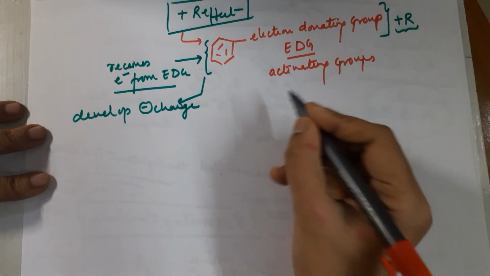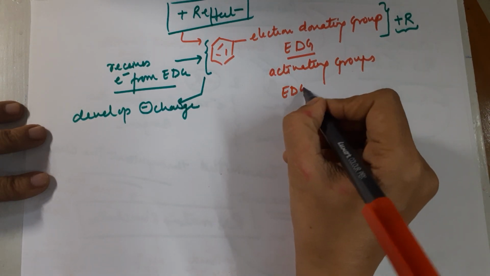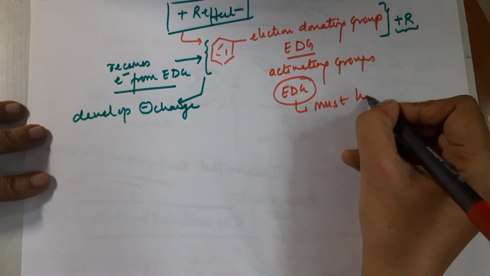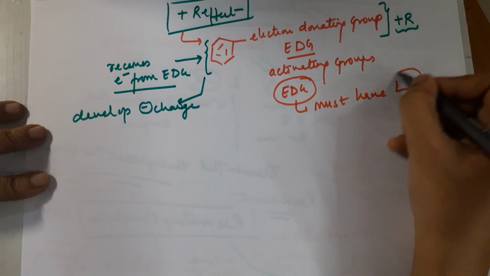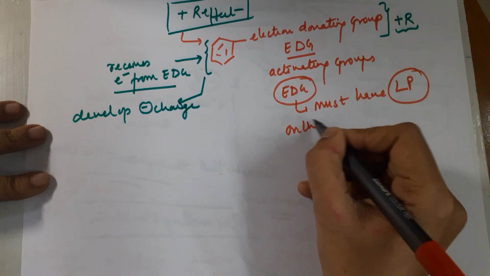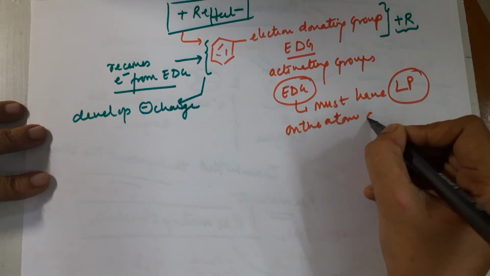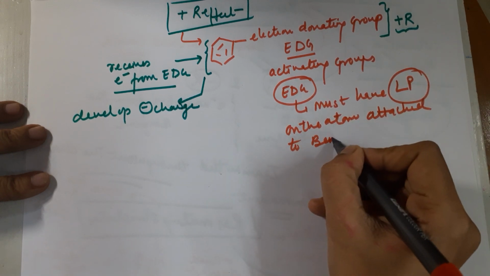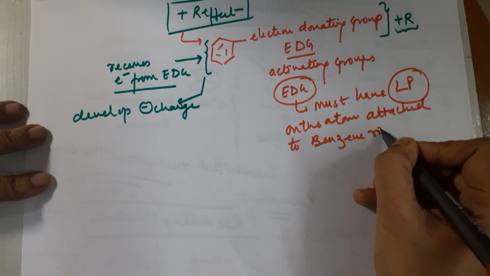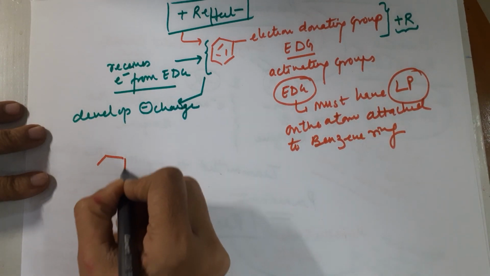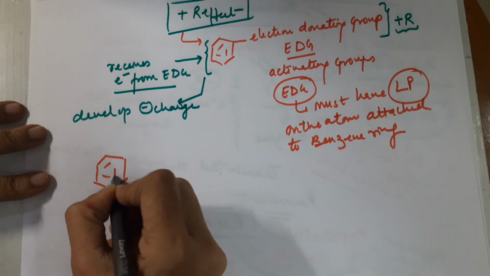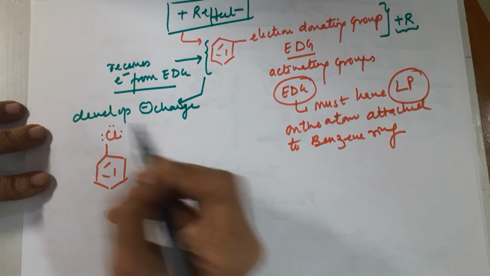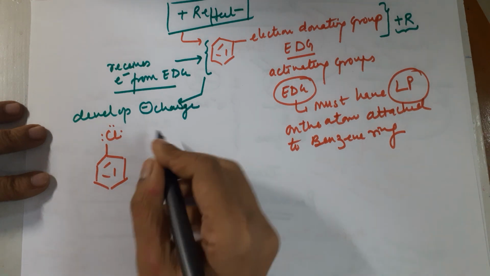Also, the last condition: the electron donating group must have a lone pair on the atom attached to the benzene ring. Which means your benzene ring, let us say, is attached to a Cl, and you very well know Cl has 3 lone pairs. So, this falls under this category.